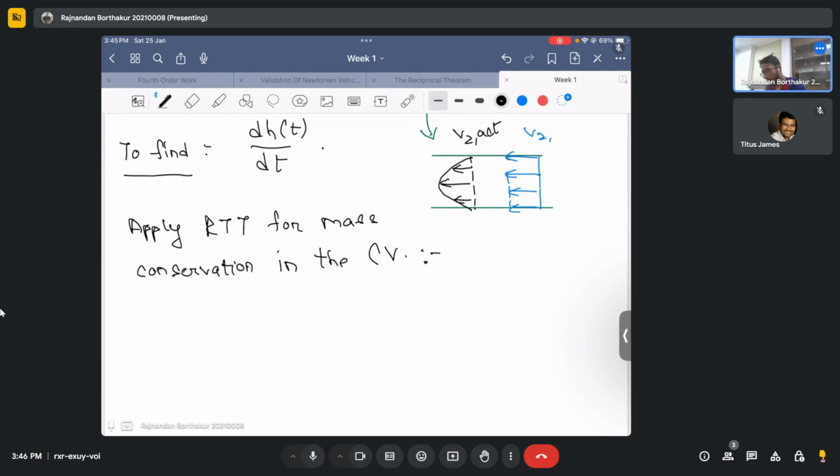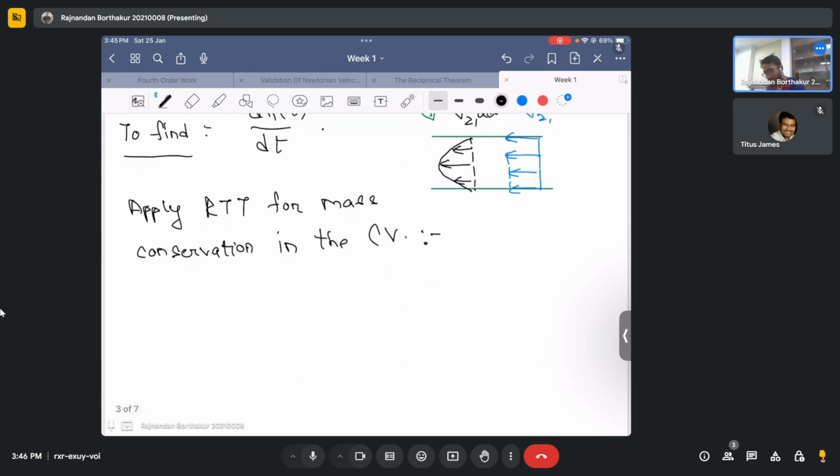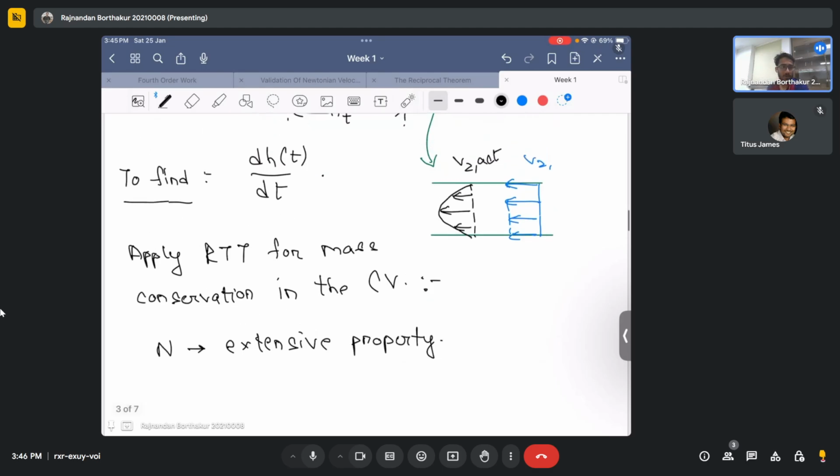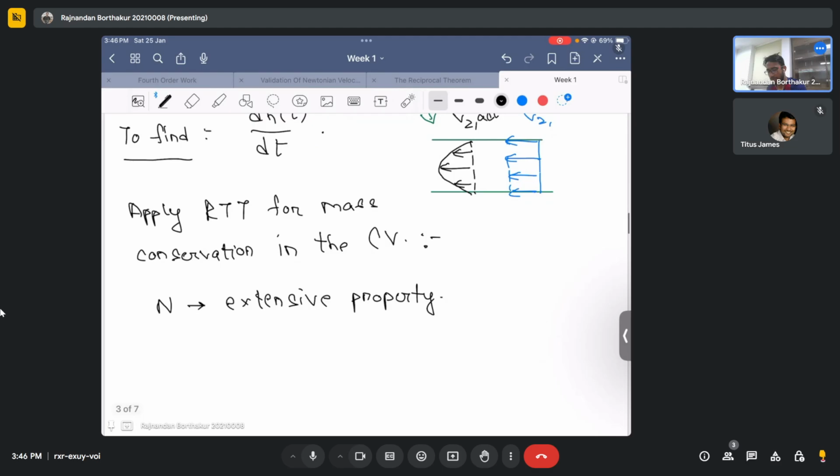Okay, so if I have any property, an extensive property N, this N could be an extensive property. I think you know what an extensive and an intensive property are by now. So extensive properties are properties which depend on mass, basically. That's the simplest thing that you can say.